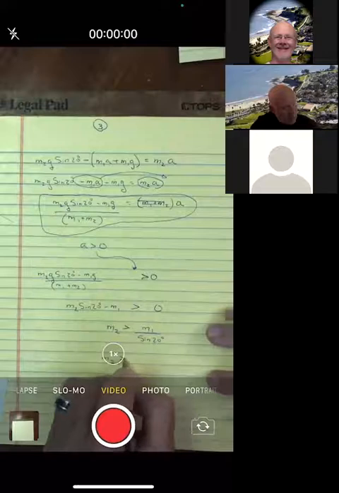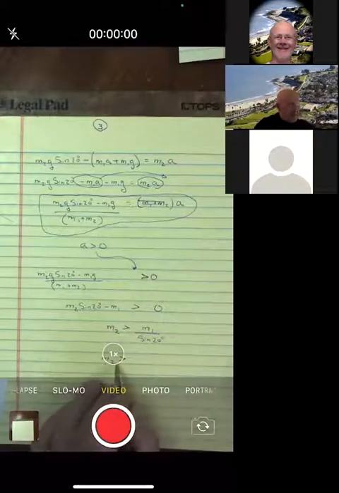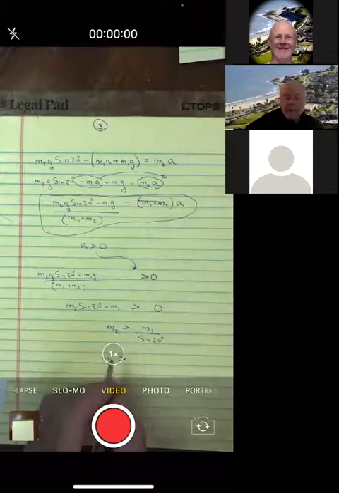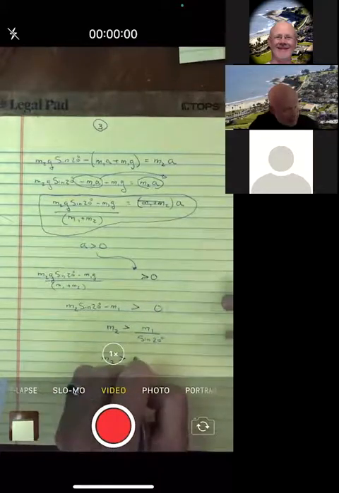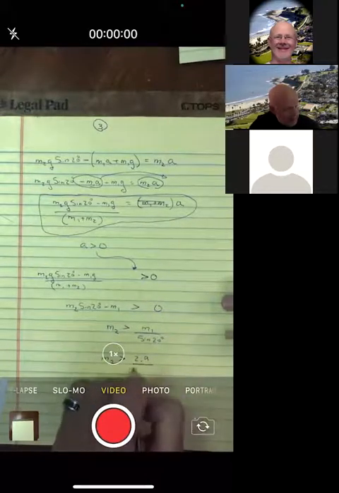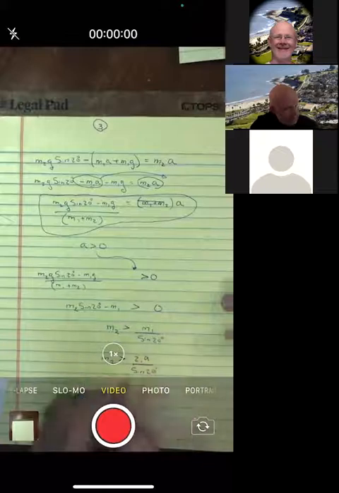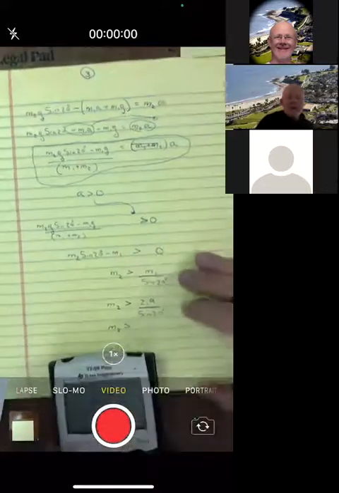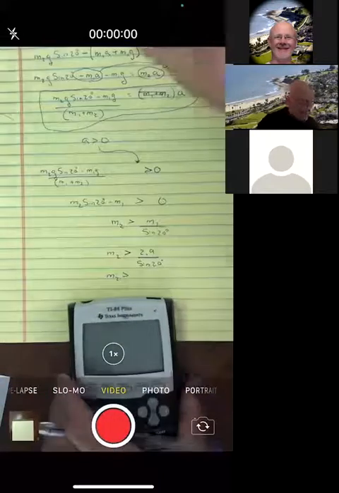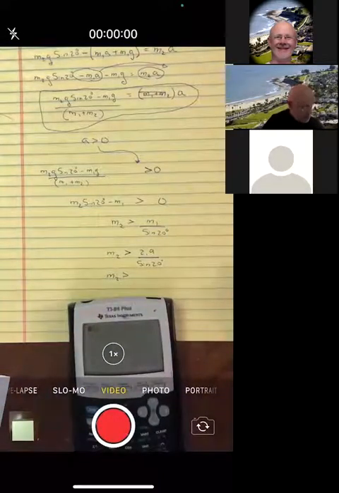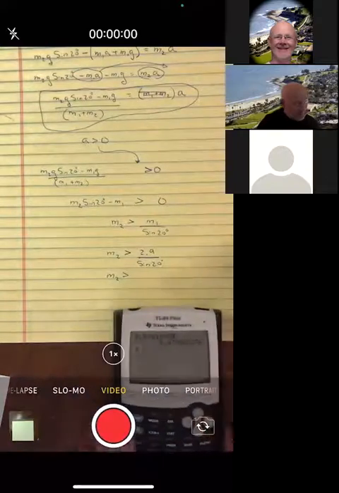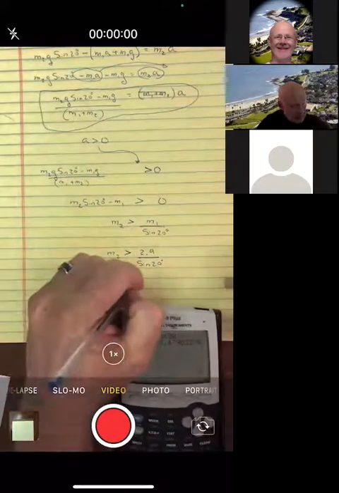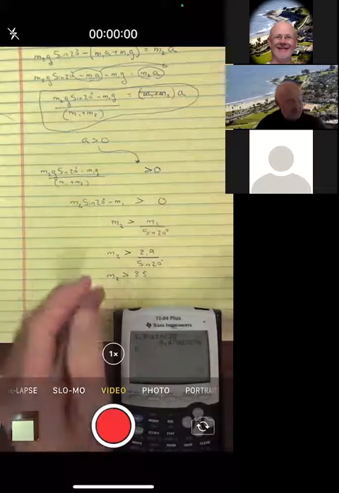So this would work if M2 is greater than, and we were given M1 as 2.9. And so if we divide by sine of 20 degrees, we'll actually finally get a number. All right, so 2.9 divided by sine of 20, and 8.5 should do it.